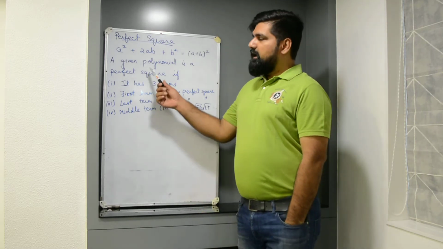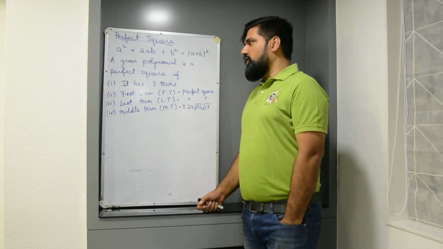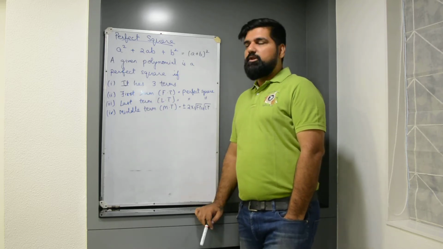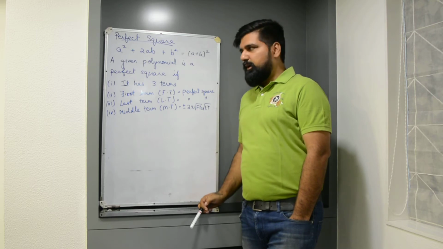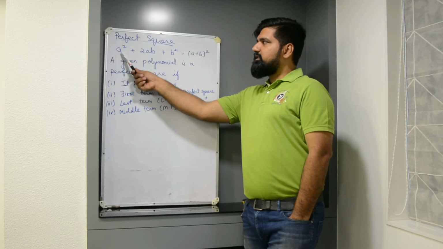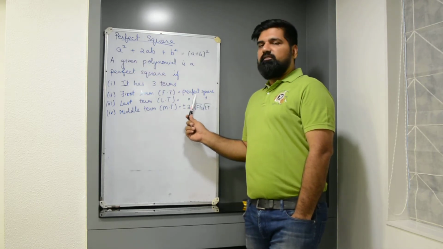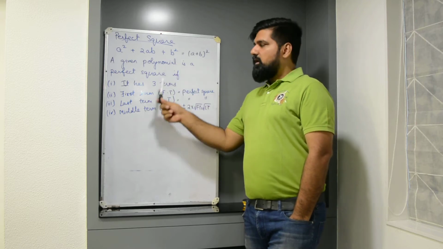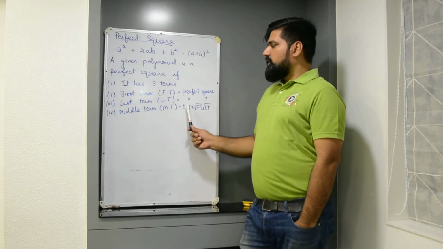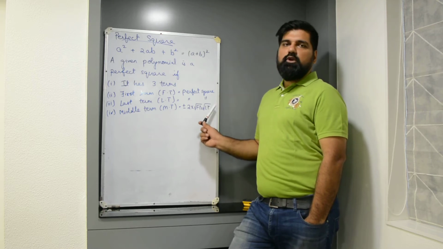Here are a few steps which will help you identify whether the given polynomial is a perfect square or not. First, it has three terms. The polynomial should have three terms for it to be a perfect square. Next, the first term should be a perfect square, like a². The last term, that is LT, should also be a perfect square, like b². And the middle term, written as MT, should be 2 into the square root of the first term multiplied by the square root of the last term.